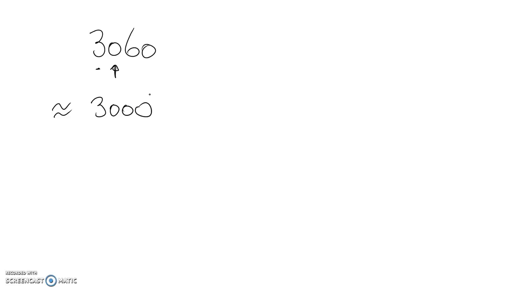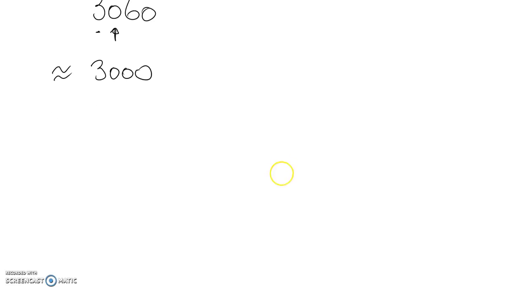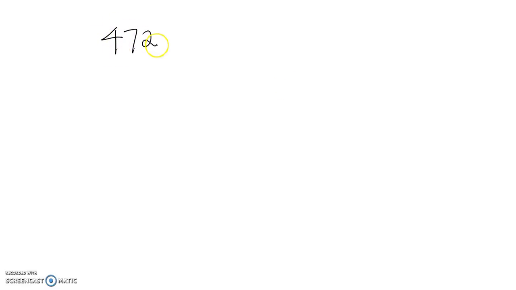Now, how is that going to help us when we're looking at multiplying or dividing bigger numbers? Well, let's look at an exercise where we've got 472 times 36. Now we want to get an estimate of what 472 multiplied by 36 would be. So we're going to round both numbers to the first digit.